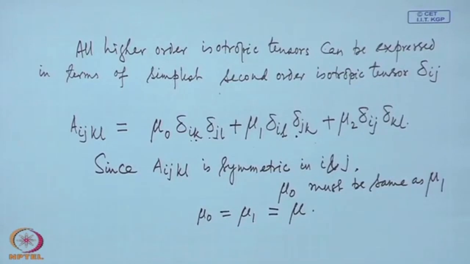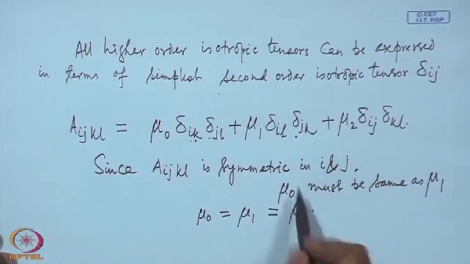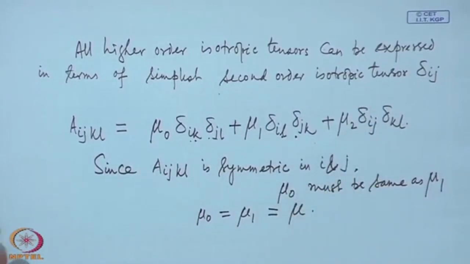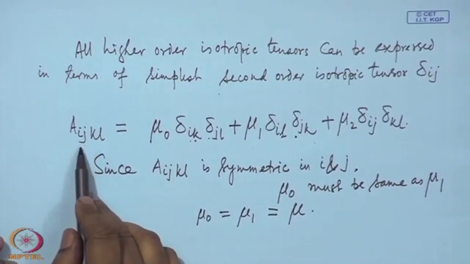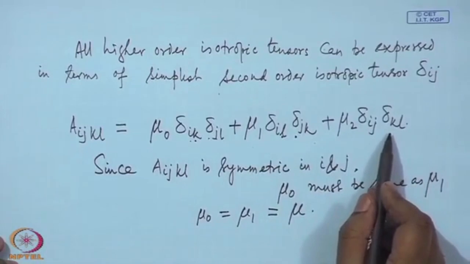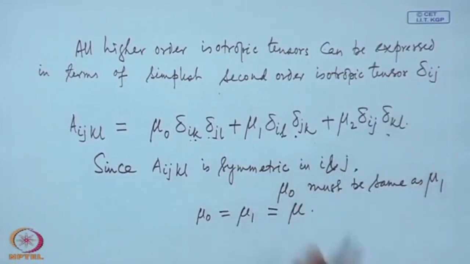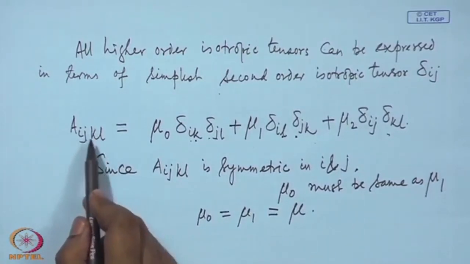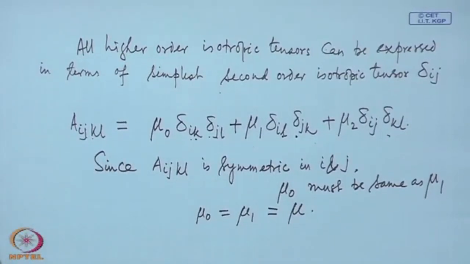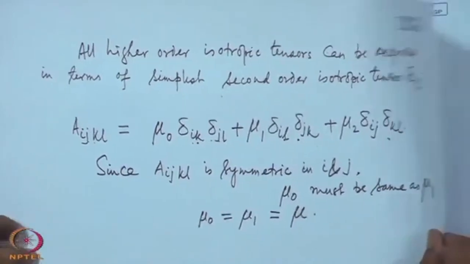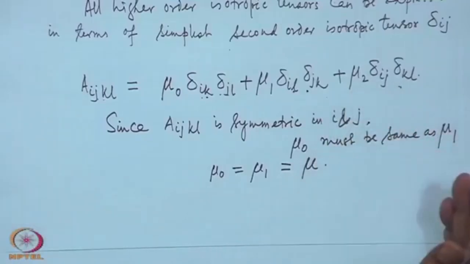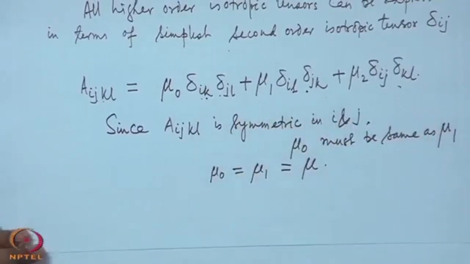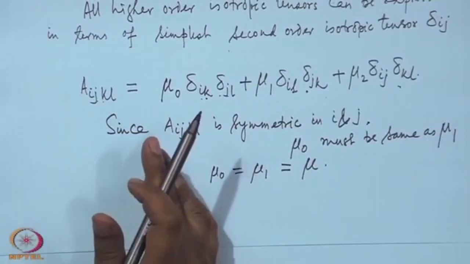Now, you see this. What will be the significance of it? That this A I J K L, now there is only one K L here, the last, and this delta K L is of course symmetric, it is only a diagonal matrix, a diagonal tensor with diagonal element as 1. This then means that A I J K L is symmetric also in K and L, because this right hand side is now symmetric in I and J as well as in K and L. So, the left hand side A I J K L also must be symmetric in K and L.